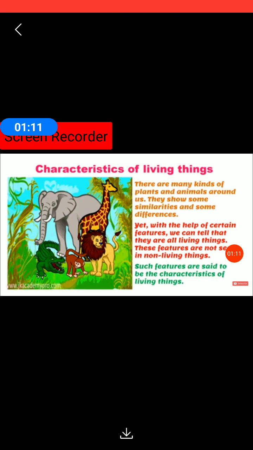Now students, we are going to study the characteristics of living things. Now there are many kinds of plants and animals around us, right? They show some similarities as well as differences among them, right? Plants and animals show some little differences and also similarities. With the help of certain features, we can tell that they are living things. But these features are not seen in non-living things. We cannot see all these features in non-living things. So such features are said to be the characteristics of living things.